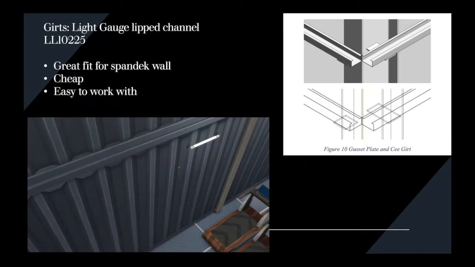Based on the light 24mm thick Spandex wall, we decided to choose the light gauge lip channel LL1022, as this provided the required strength while also being cheaper and easier to handle on the construction site.